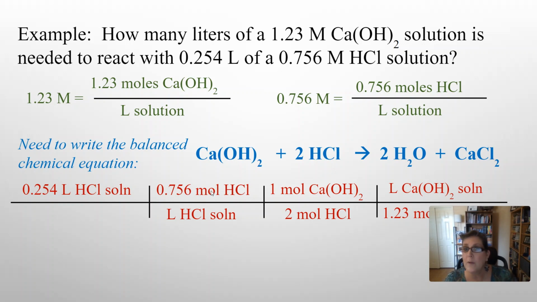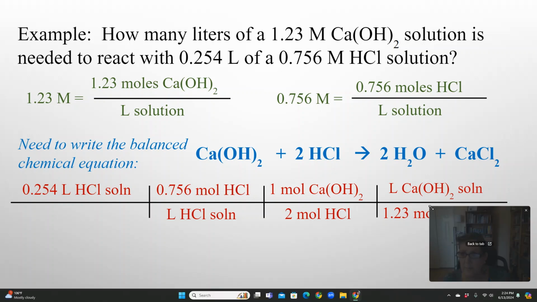Once we have our moles, we can do our mole ratio. Moles of HCl has to be on the bottom to cancel out. There are 2 HCl's, so 2 moles of HCl on the bottom. There is 1 calcium hydroxide in the reaction. So 1 mole of calcium hydroxide is on top. Moles of HCl cancel out.